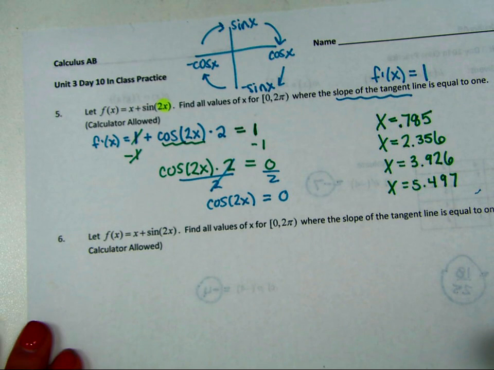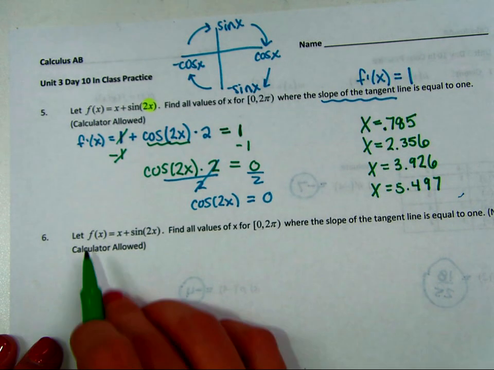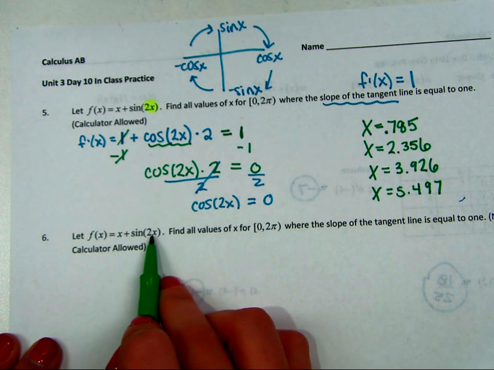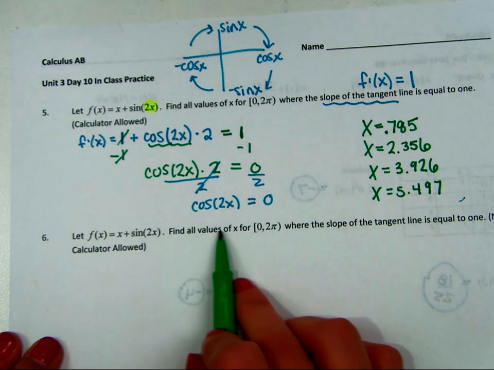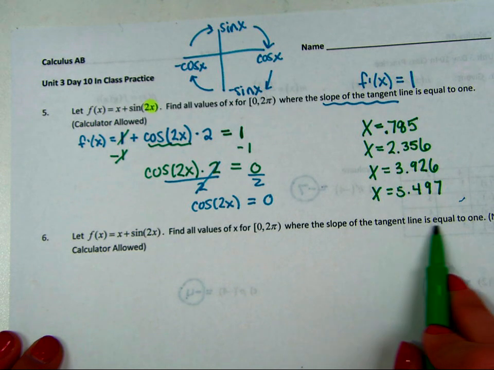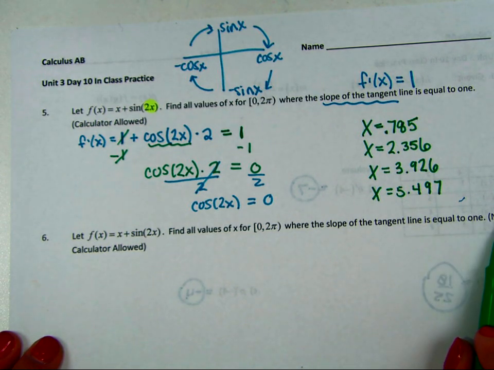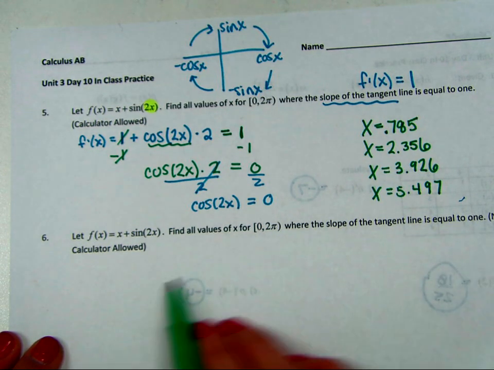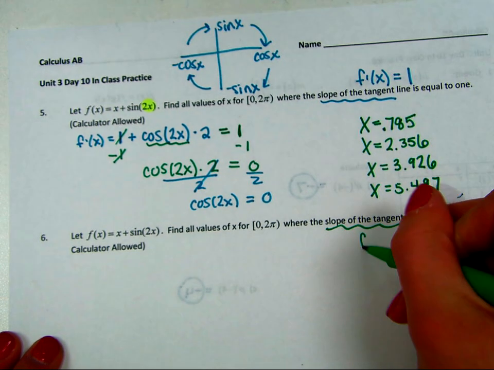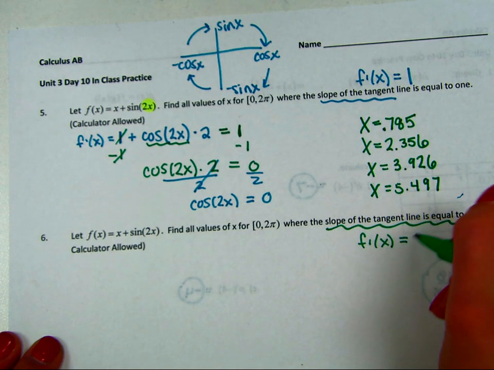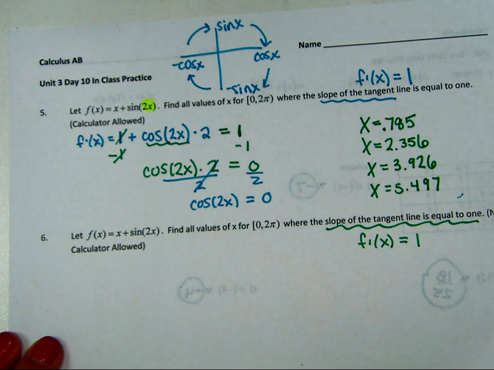All right, next question. It says let f of x equal x plus sine of 2x. Same problem as number 6. It says find all the values of x where the slope of the tangent line is equal to 1. Same exact problem. Now we just can't use a calculator. So think, slope of the tangent line equal to 1 means f prime of x is equal to 1. Same setup as before.